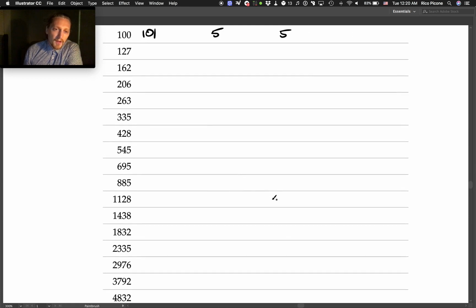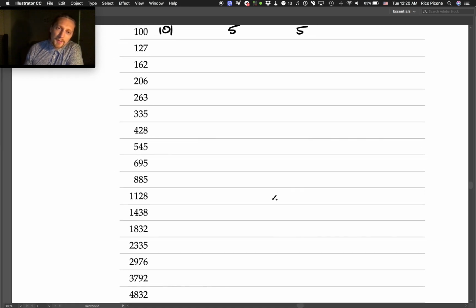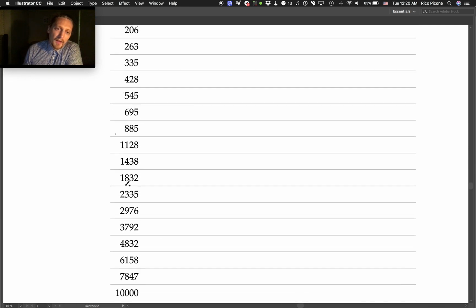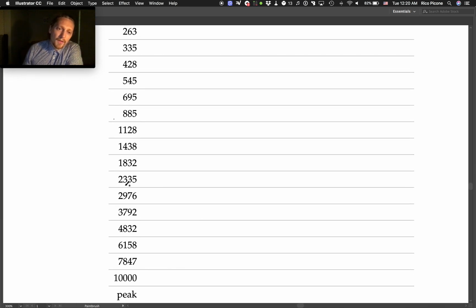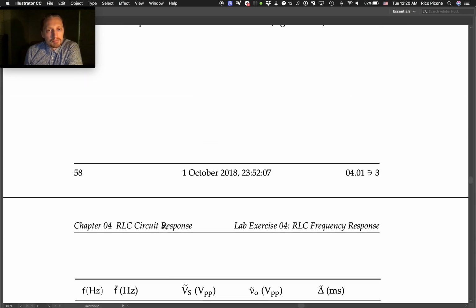So the idea is that there's going to be a specific frequency that is going to be sort of a key frequency. It's going to be actually around here. And you're going to want to take a measurement right at that peak. It's going to make your graph look a lot nicer if you've got that. So do that.